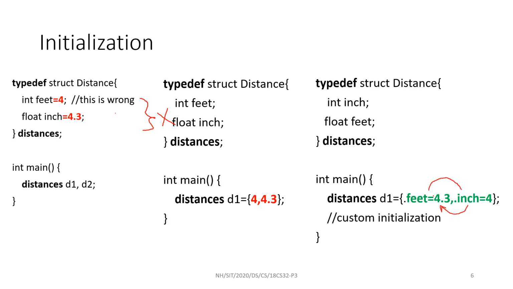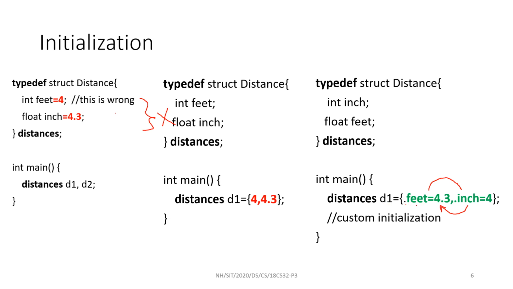You can give these things anywhere. Here, the second member is started first. You can also start the first member. Dot. Note that the dot is required. Dot feet value, comma, dot inch the value. You can give inch here or in that place. Anything is okay. But you are giving the clarity to which field you are initializing the data. This is more preferable, custom initialization.